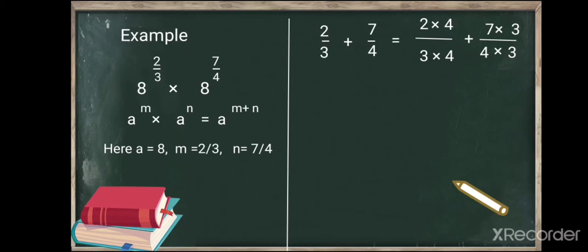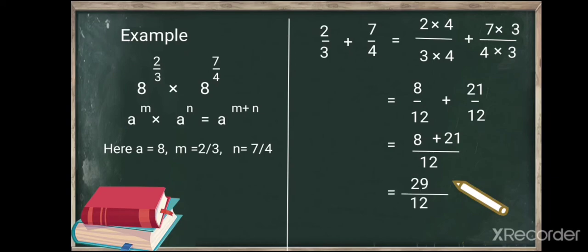So let us do multiplication here. 2 4s are 8 and 3 4s are 12. Similarly, we will get the next multiplication. 7 3s are 21 and 4 3s are 12. So now you can see denominators of both rational numbers are same, that is 12. So write it down as a common denominator and let us do the addition on the numerator only. So 8 plus 21 is equal to 29.